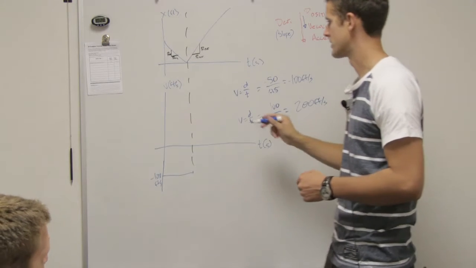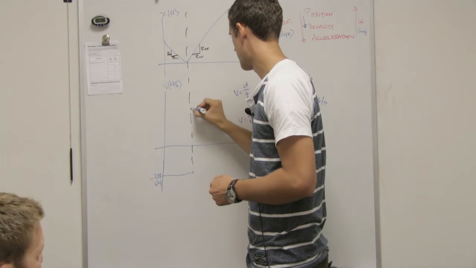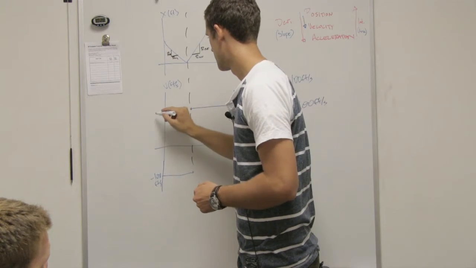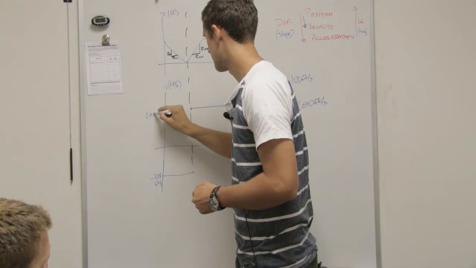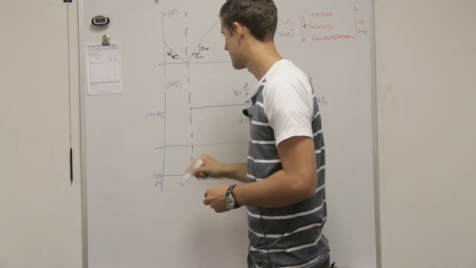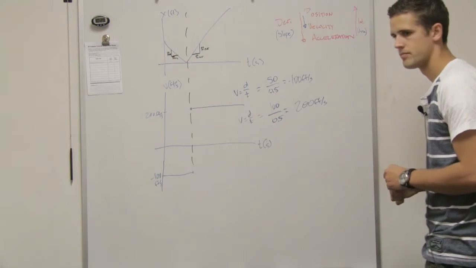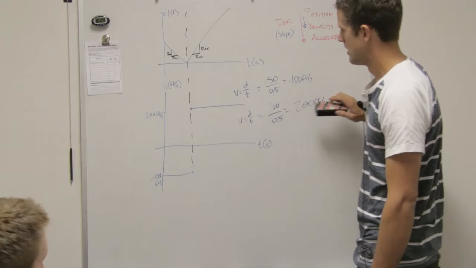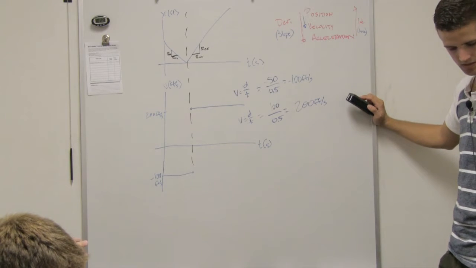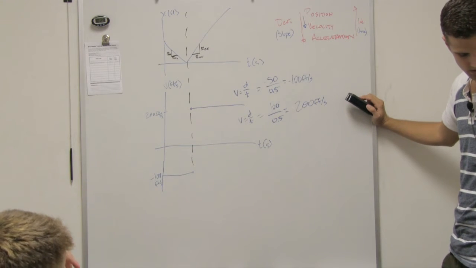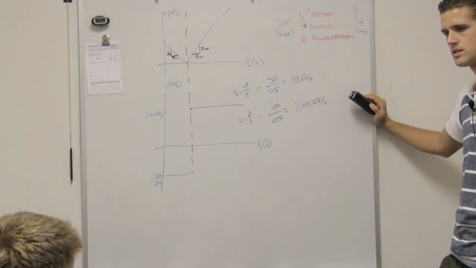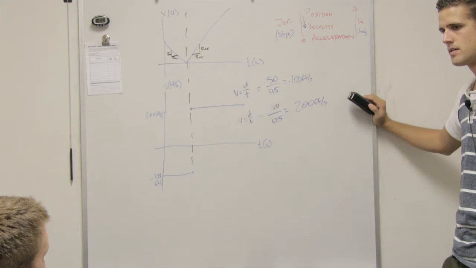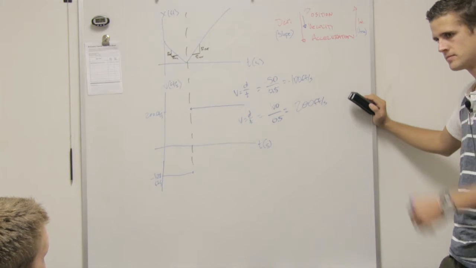So then you can come up here and say, starting at this point and going out this way forever, your velocity is 200 feet per second. Oh, okay. So to find the velocity versus time, you just do the distance divided by time. And that tells you the velocity over time. Right.